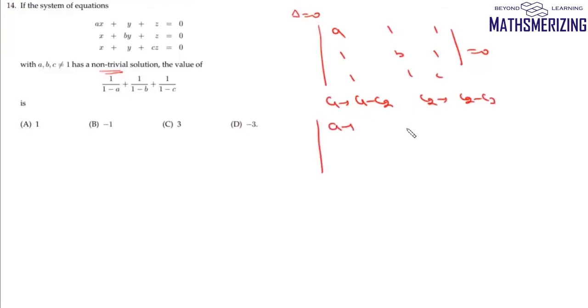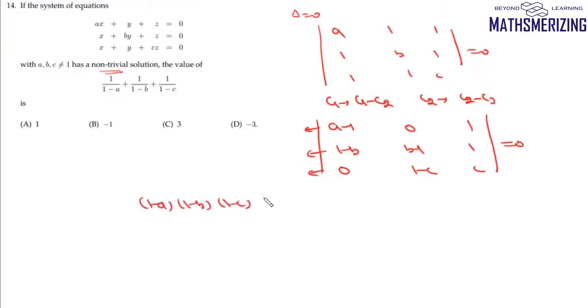Then we can write (A minus 1, 0, 1), (1 minus B, B minus 1, 1), (0, 1 minus C, C), and it is 0. Now from this first column, we'll take 1 minus A common. From this second column, we'll take 1 minus B common. And from the third column, we'll take 1 minus C common. So we can write (1 minus A) into (1 minus B) into (1 minus C) into the determinant, now this is minus 1, 0, 1 upon (1 minus A), then 1, minus 1, 1 upon (1 minus B), then 0, 1, C upon (1 minus C), and it is equal to 0.